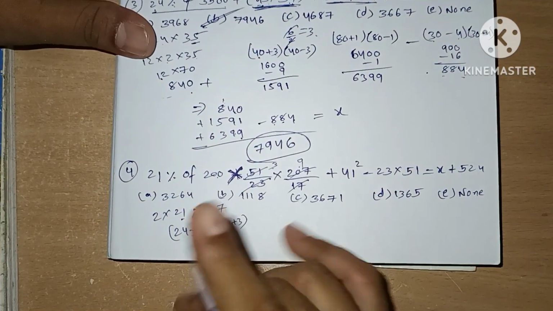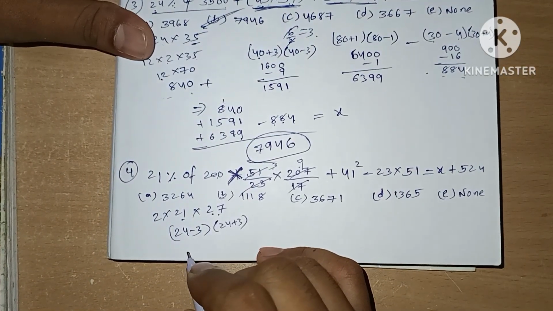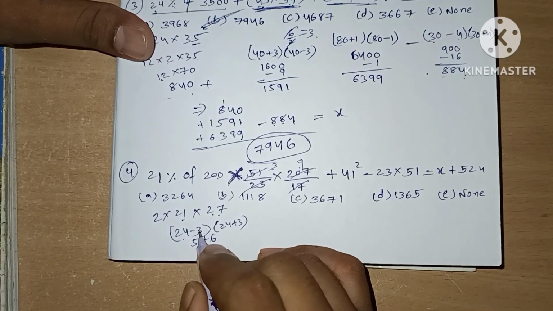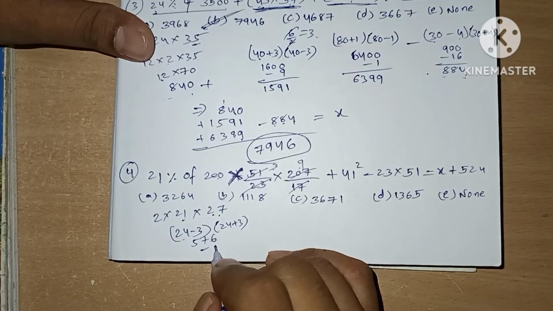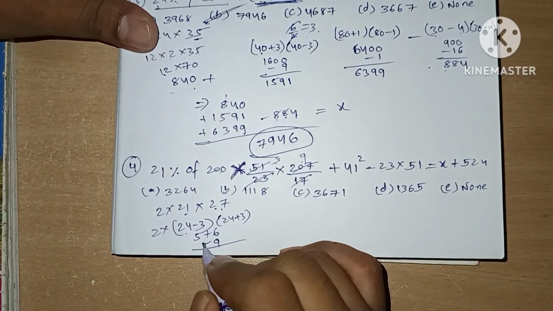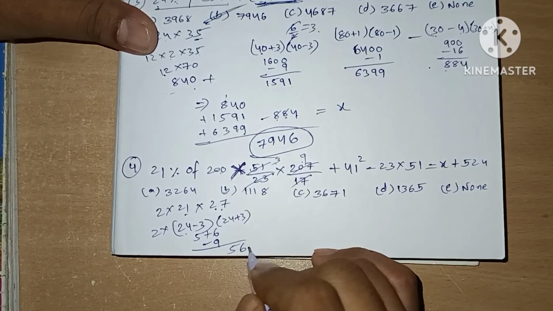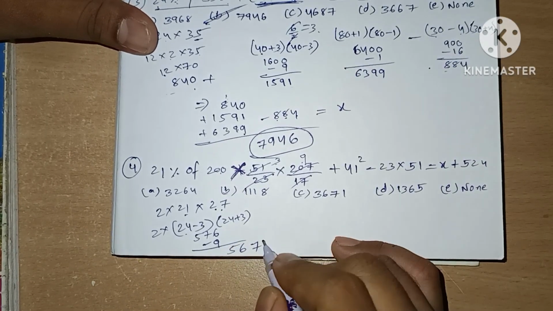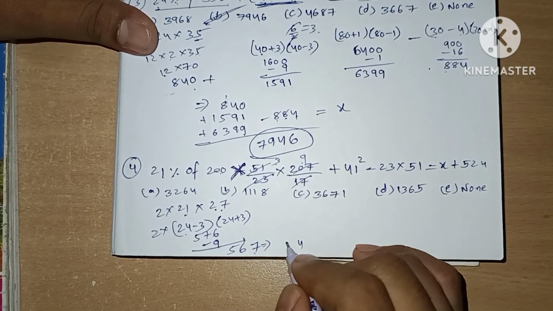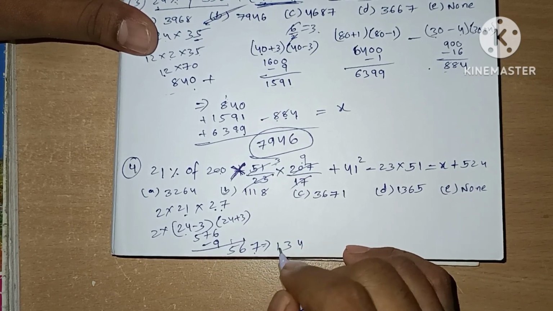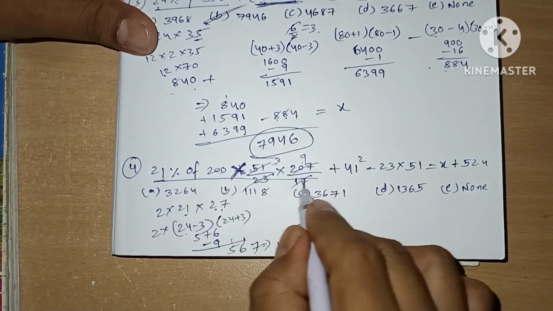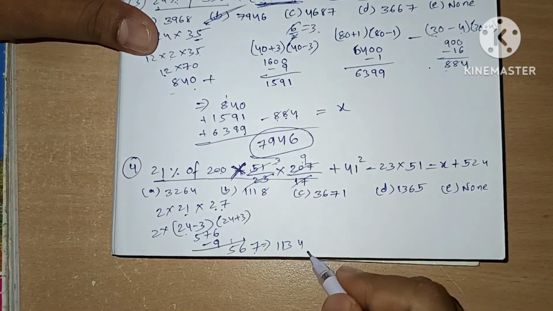It looks like a minus b into a plus b, so we'll use the a square minus b square formula. 24 square will be 576 minus b square, which is 3 square, 9. We get 567 into 2. 2 7 times 14, 2 6 times 12, 13, 2 5 times 10 and 11. 1134 for this one. The total value of this one will be 1134.